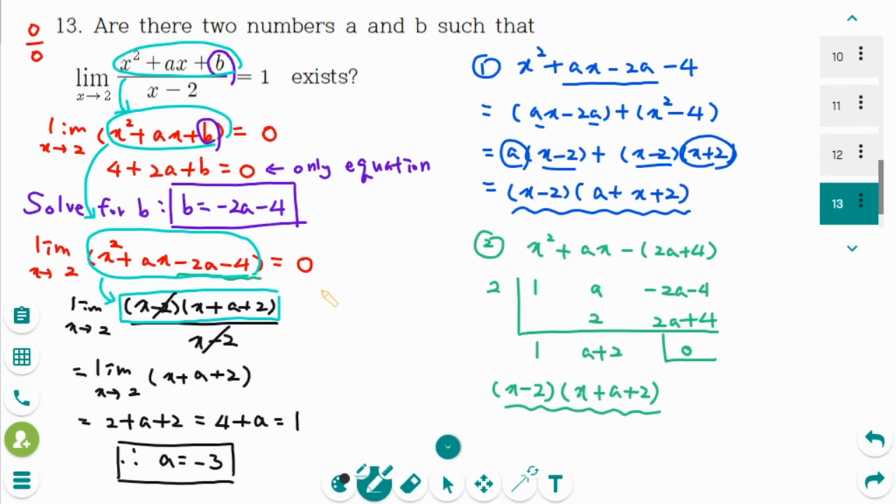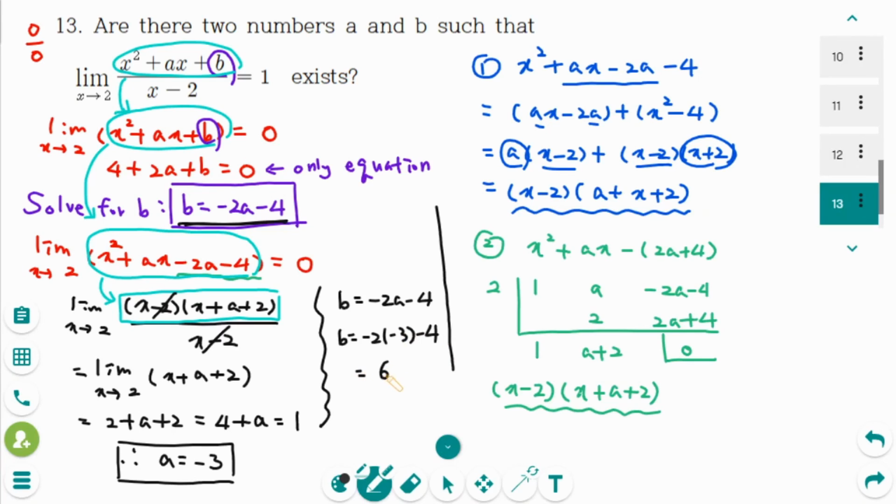And then finally we go back to b here. So b equals minus 2a minus 4. So minus 2 times minus 3, minus 4, 6 minus 4. So b equals 2. That is the final answer.